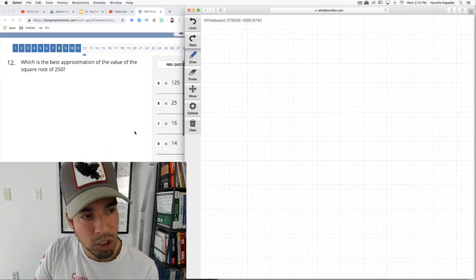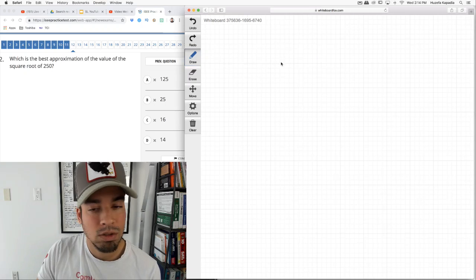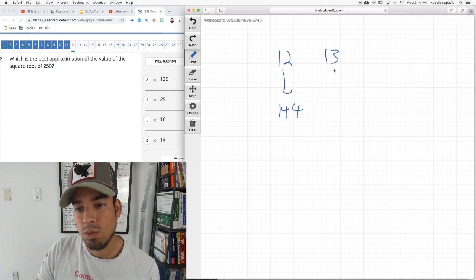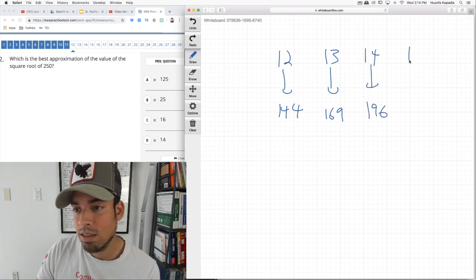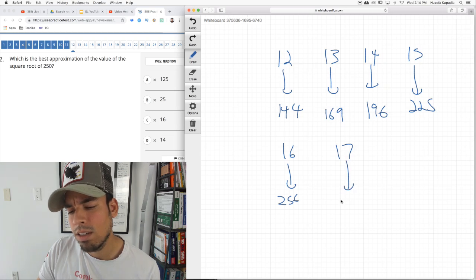Which is the best approximation of the value of the square root of 250? All right, let's choose. This is how I like to do these problems. So I know that we usually know that 12 squared is 144. 13 squared is 169. Hopefully you have these memorized to a certain degree. These ones are important. 196. 15 is 225. 16 is 256. 17, I think it's 289.